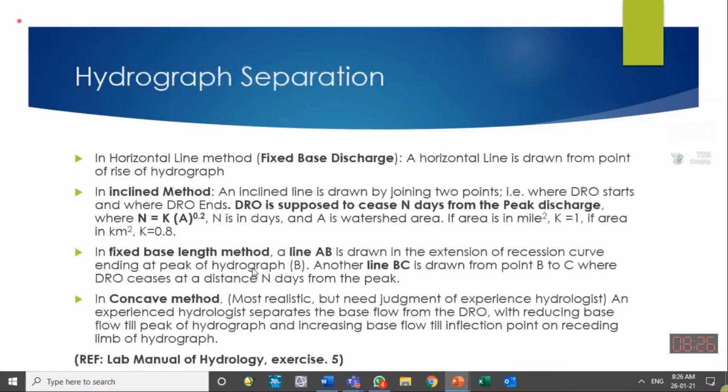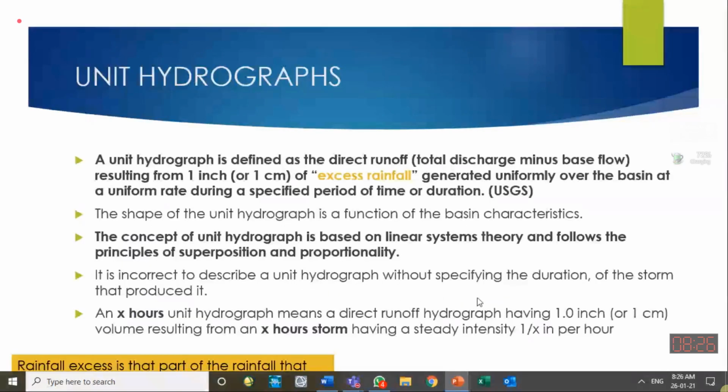So these are the few points, and you have carried this out in exercise 5 in the lab manual. So no further discussion about it. If you carried out this example in the lab, and if you have any question, you are welcome to ask.